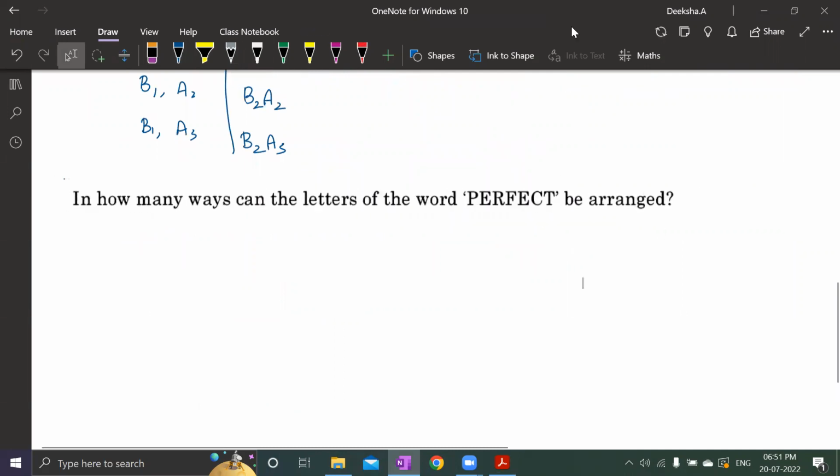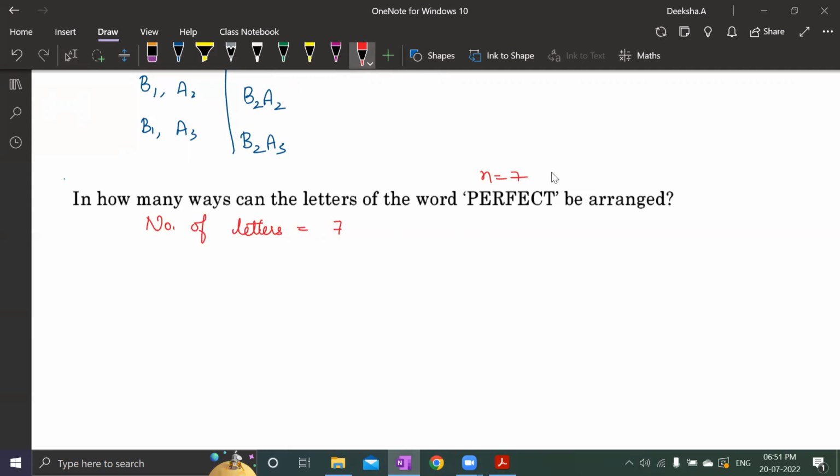See here, in how many ways can the letters of the word perfect be arranged? We are not going to actually solve this question using these fundamental principles. We will use the permutation formula, but let me solve it using the normal basic principles of counting. So in how many ways can the letters of the word perfect be arranged? Here, how many letters do we have? 7 letters, right? This we will take as n. N is 7.